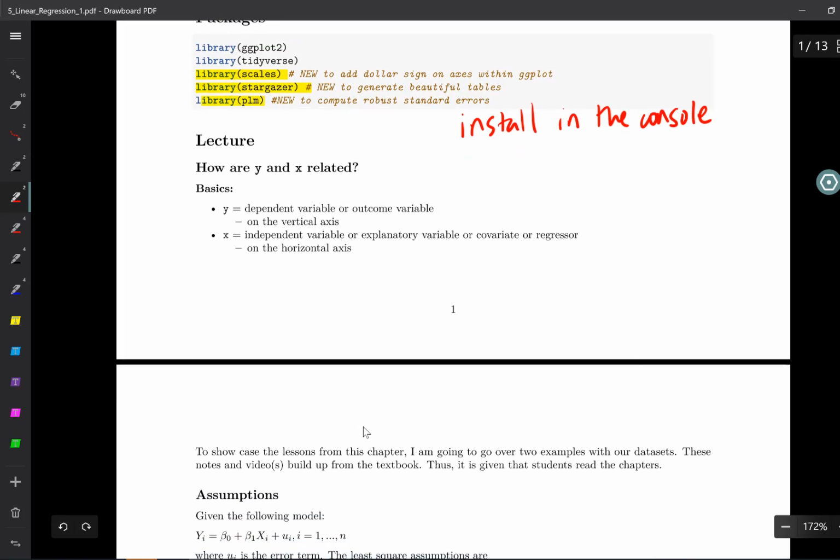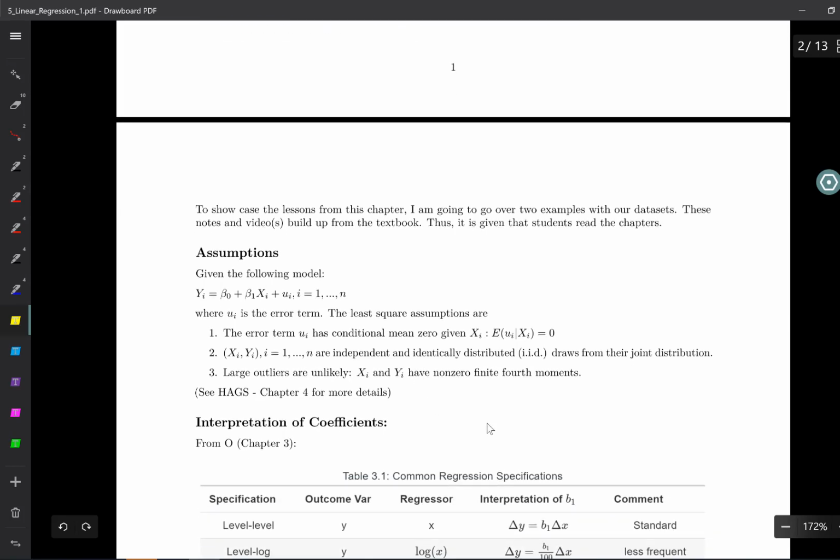So now for the lecture, the mini summary I'm going to give you from the chapter. The main goal of this topic is to understand how y is related to x. Just some basics: our y is the dependent variable or outcome variable, and we illustrate that on the vertical axis. The x is our independent or explanatory variable, or covariate, or regressor, and we put that on the horizontal axis. We're going to start with the simplest model where we only have one x, but then we're going to add more x's as we move to the next chapters.